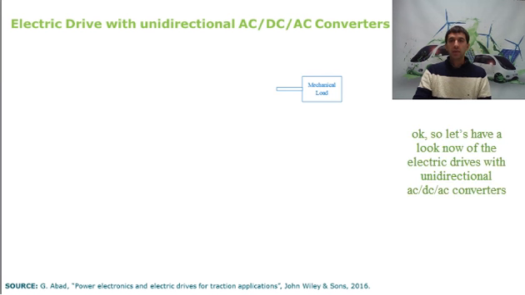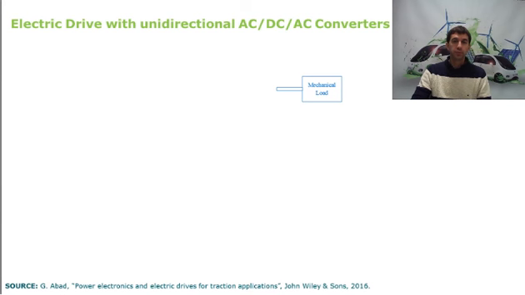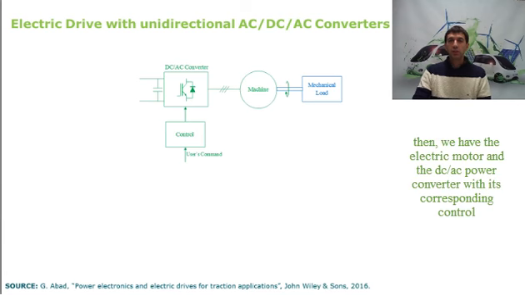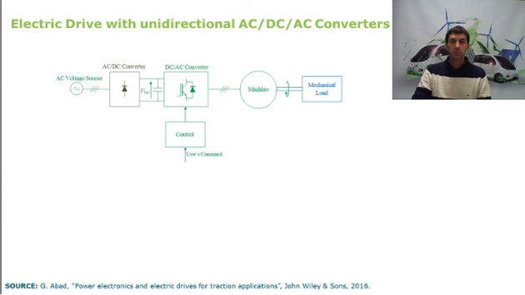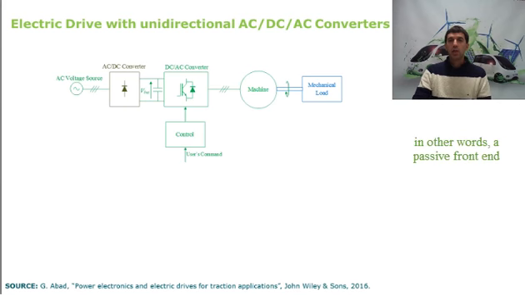Okay, so let's have a look now at the electric drives with unidirectional AC-DC-AC converters. This conversion system is required when the source that we face is AC. As usual, we are required to move the load. Then we have the electric motor and the DC-AC power converter with its corresponding control. And at the input we put an AC-DC converter based on diodes, for instance. In other words, a passive front end.